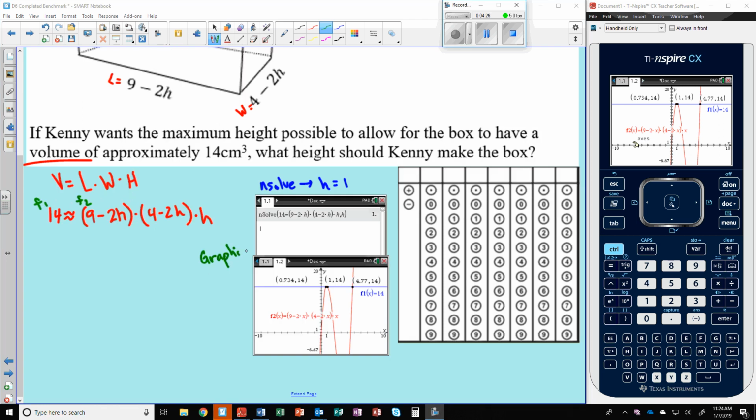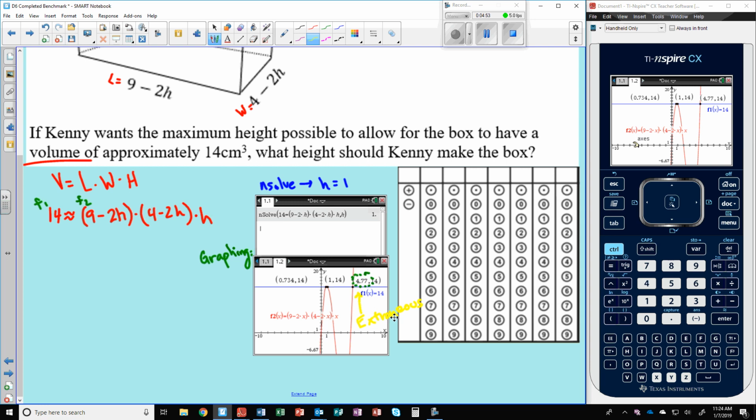Now here's the deal. When I'm looking for this, I want to know the maximum height possible. So some of us might be thinking, oh, this is the maximum height there. But this is actually not a good answer. This is what we would call an extraneous answer. That one is extraneous. I do it in yellow because that's my color to say, hey, I'm using something that's extraneous.